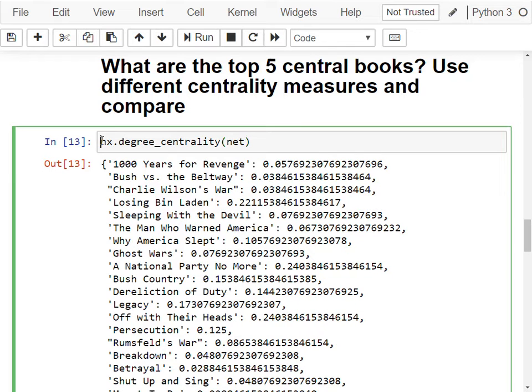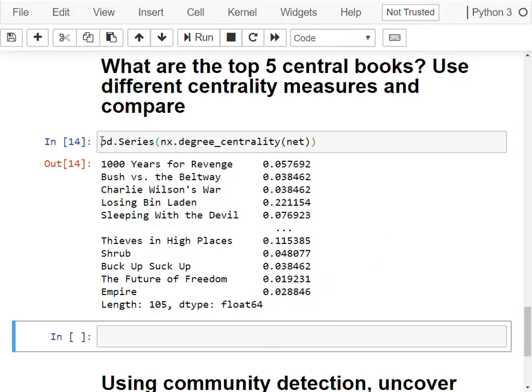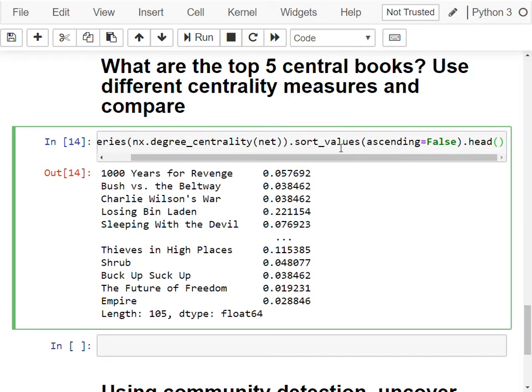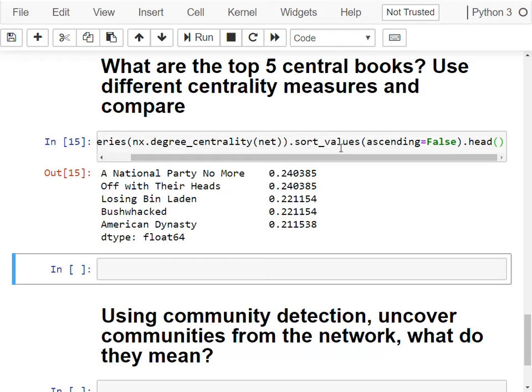Now I've got a dictionary, so I want to look at the top 5, and I'm going to simplify my life and convert it to a pandas series, and sort values. Ascending will be false because I want to have high degree, and I'm going to take a look at head. Those are the books that were co-purchased with many other books in the data itself.